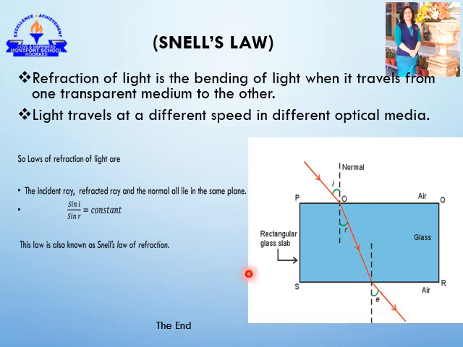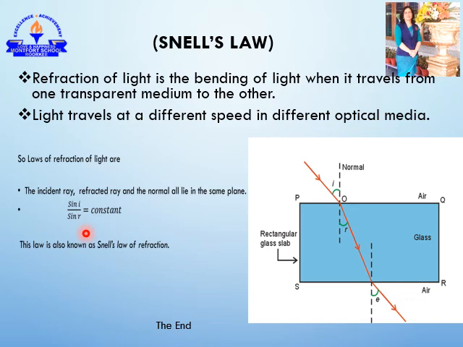So now let us start with the laws of refraction. You have here the incident ray, normal and refracted ray. Now can you see this ray over here? This ray is known as the refracted ray, where refraction takes place, where bending takes place. So this is the incident ray, this is the normal, and this is the refracted ray. All these three things, incident ray, normal and refracted ray, lie in the same plane. This is known as the first law of refraction.